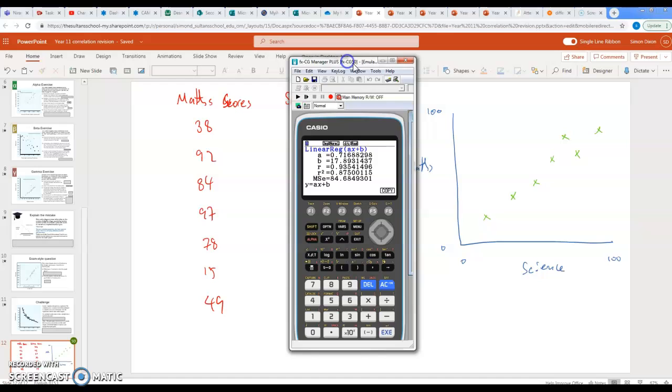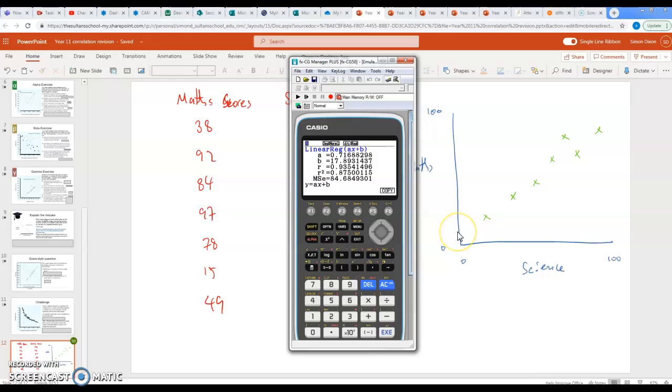So what it's saying is, the line of best fit that needs to go here is y equals A, which is 0.717 to 3 significant figures. So y equals 0.717x plus 17.9.